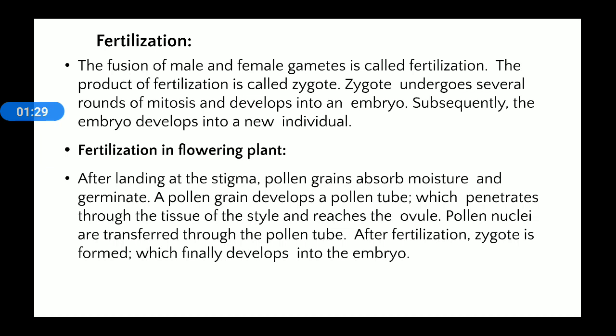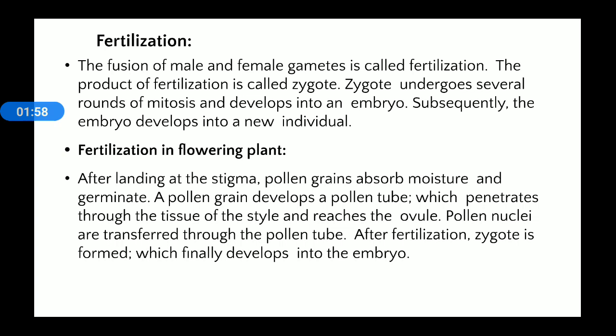So we start with the topic fertilization in flowering plants. Before starting, we must recall the different parts of a flower. The male part present in a flower is the anther and filament, and the female part is the stigma, style and ovary. Stigma, style and ovary are the female parts, and anther and filament are the male reproductive parts.